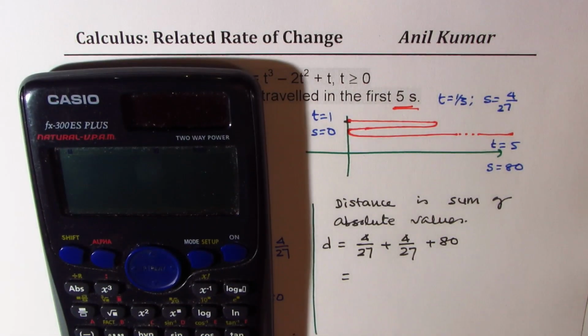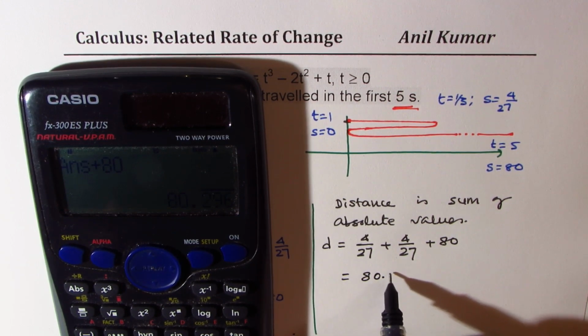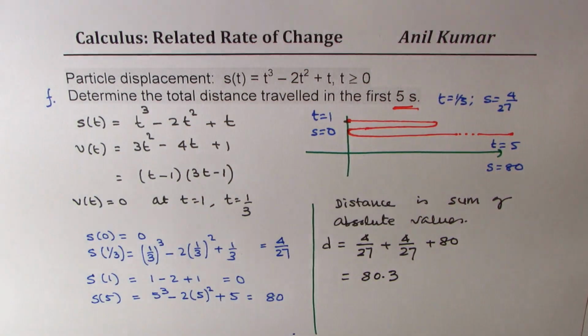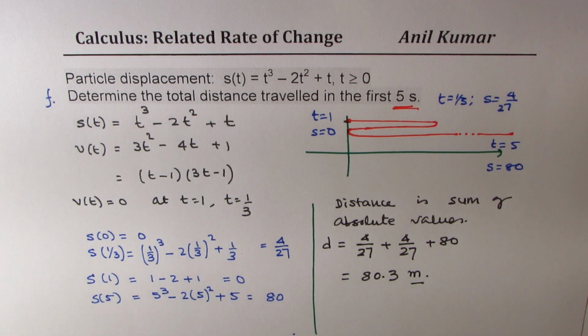So let's add them up. We get d equals 4 divided by 27, and we'll add this to 4 divided by 27 again. That is 2 times 4 divided by 27, and to this we'll add 80. In decimals we get approximately 80.3. The units are meters. So that is how we get the total distance for the object to travel in 5 seconds.